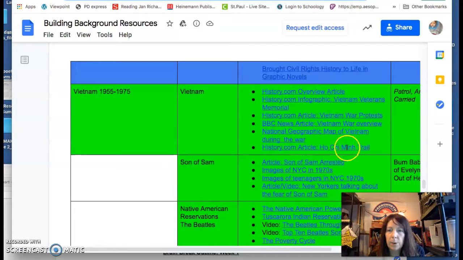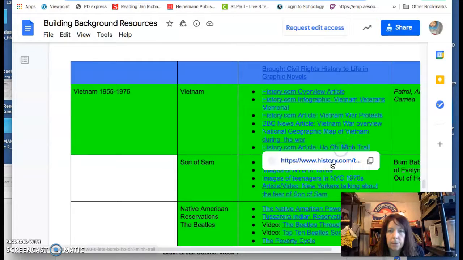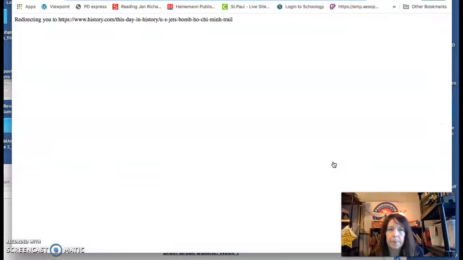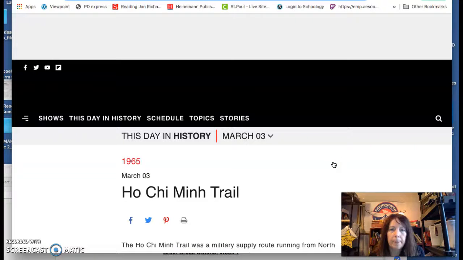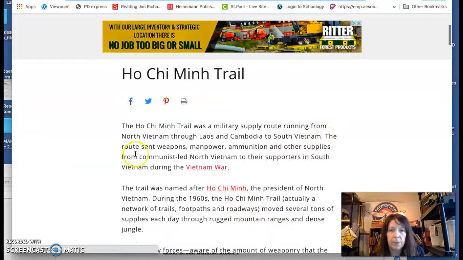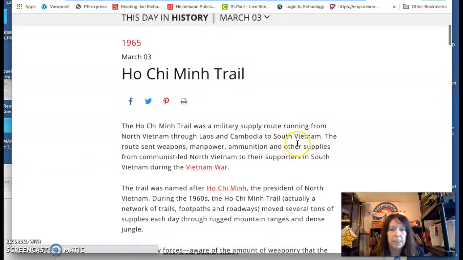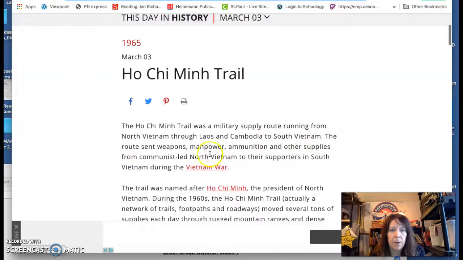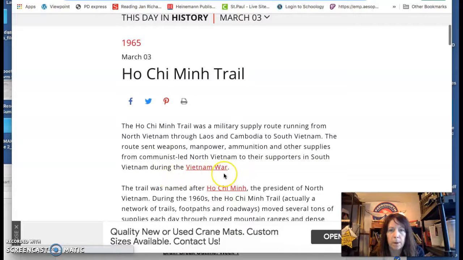I noticed Ho Chi Minh Trail. (1965), the Ho Chi Minh Trail was a military supply route running from North Vietnam through Laos and Cambodia to South Vietnam. The route sent weapons, manpower, ammunition, and other supplies from communist-led North Vietnam to their supporters in South Vietnam during the Vietnam War.